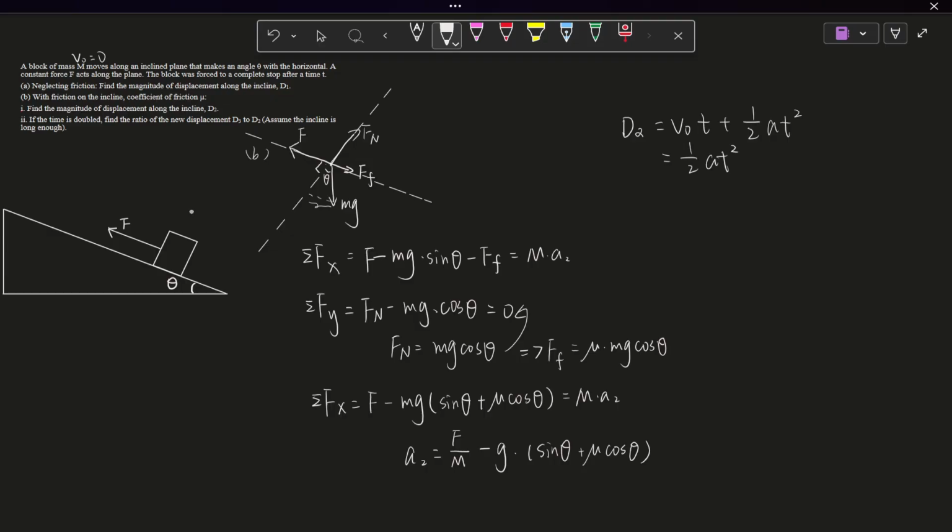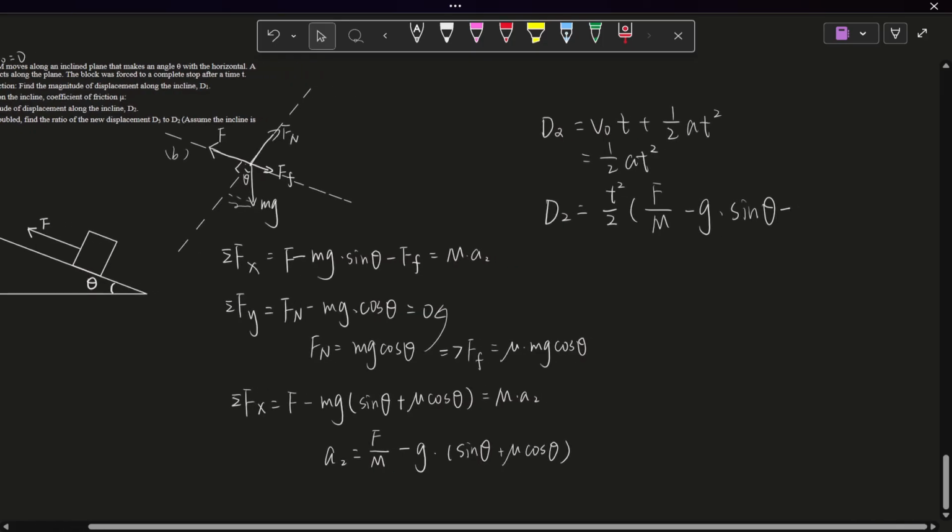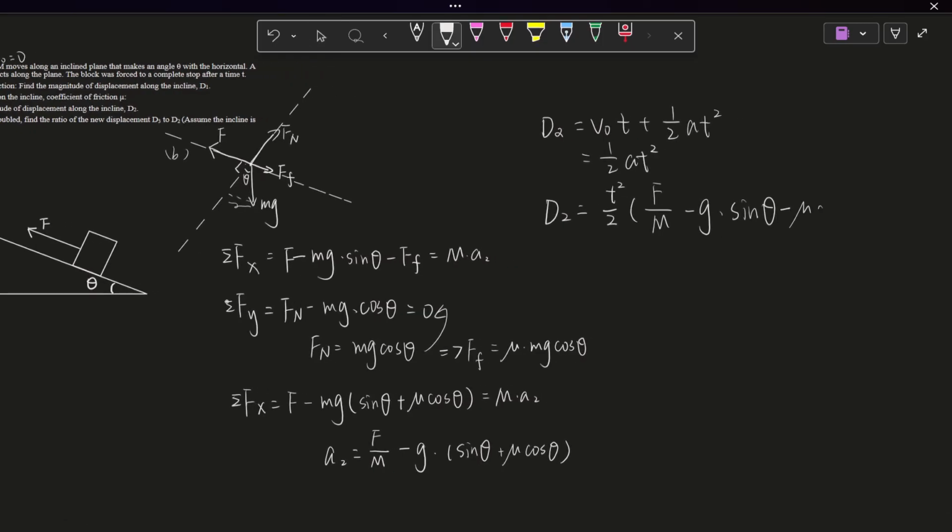Let's plug the value in, which we can get d2 is equal to half F over m minus g times sine theta minus mu cosine theta, times t squared. And this is your answer for the first part of B.